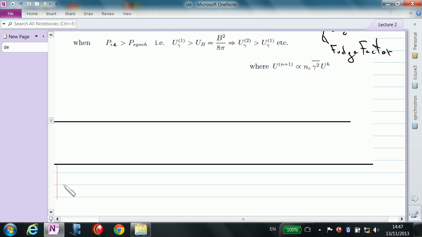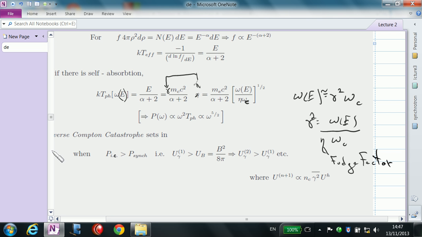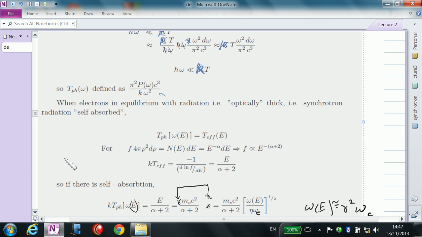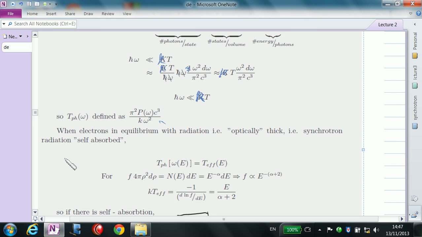What is this h here? Why do you wait before you move on? What is the proportionality? I'm just trying to expand the damn screen. You take U n plus 1 proportional to n_e gamma squared. What is bar? And u h, what is h? Should be n_e n plus 1.